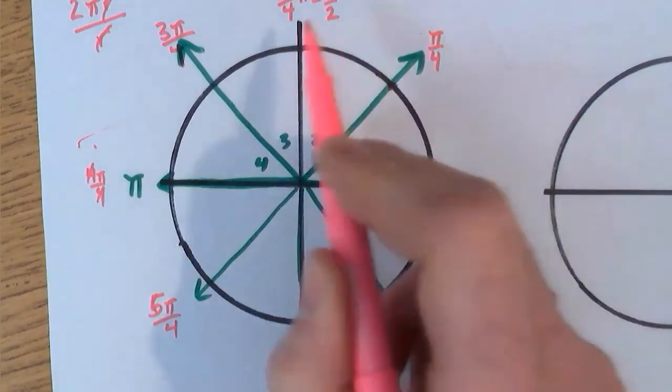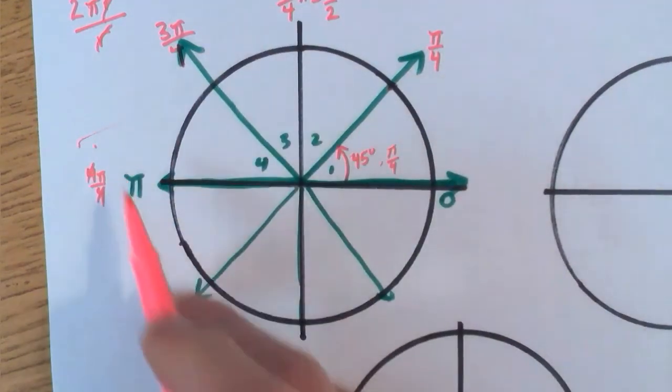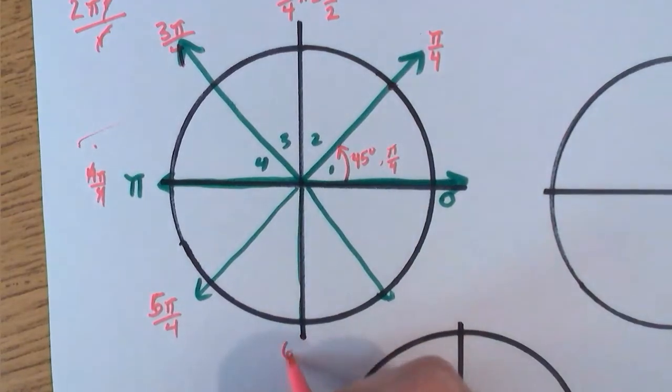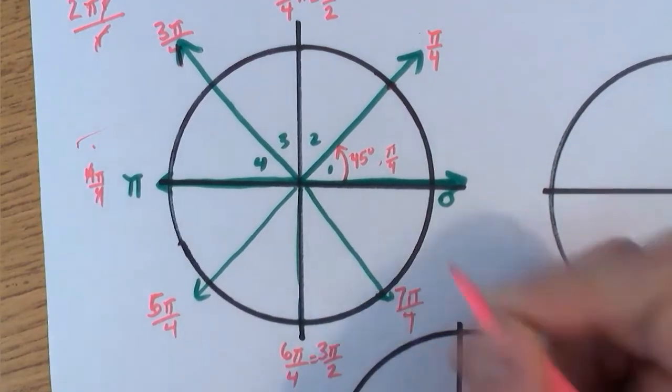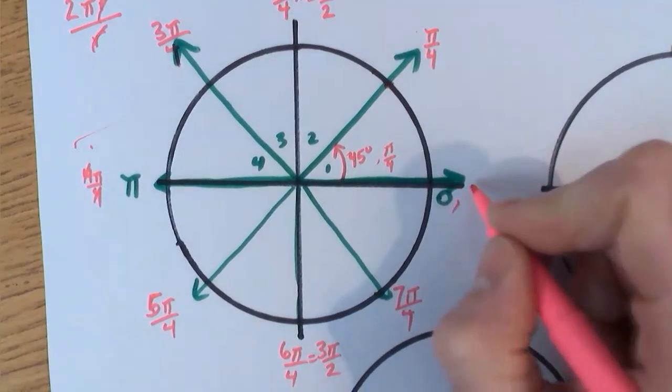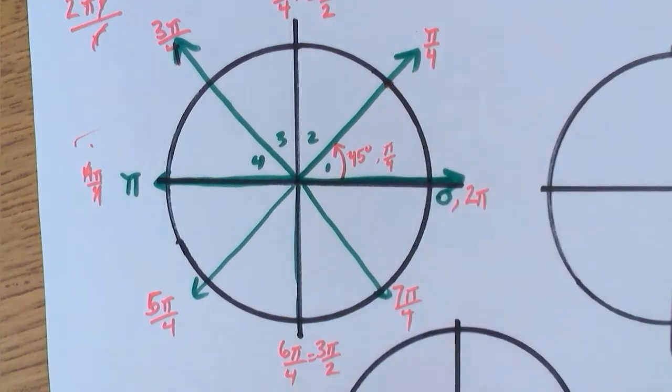1 pi over 4, 2 pi over 4, 3 pi over 4, 4 pi over 4, 5 pi over 4, 6 pi over 4, which reduces to 3 pi over 2. And then we could have 7 pi over 4. And then guess what? We get right back to 8 pi over 4, which reduces to 2 pi. So look at how many we got just from breaking it up into 45-degree angles, or sections of 4, each pi into sections of 4.